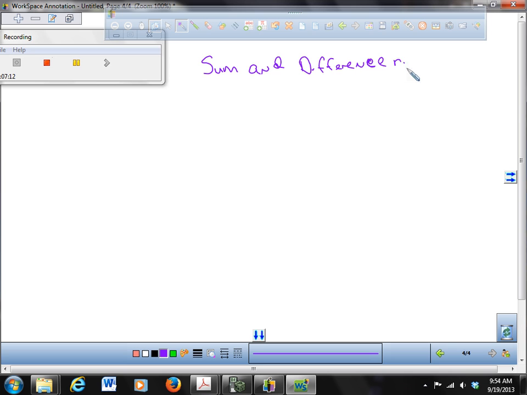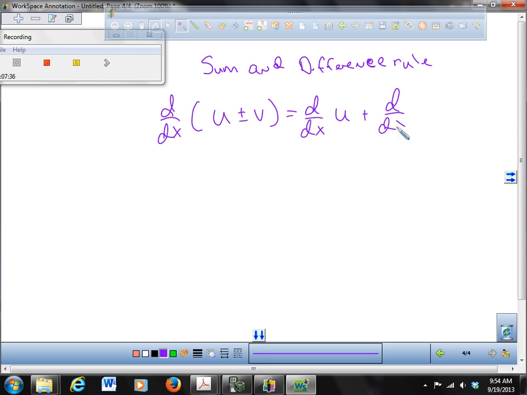Difference rule. I try to come up with my own examples rather than the ones in the book. d dx of u plus or minus v is equal to the derivative of u plus or minus the derivative with respect to x of v. So for instance, if you have a polynomial function, find y prime for y equals 3x squared minus 3x plus 5.